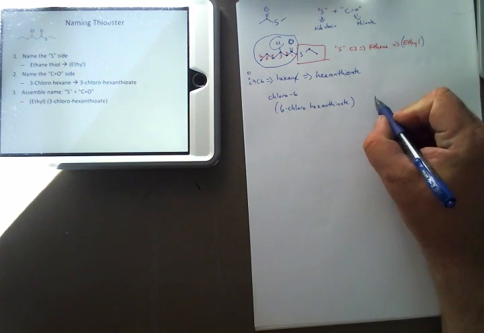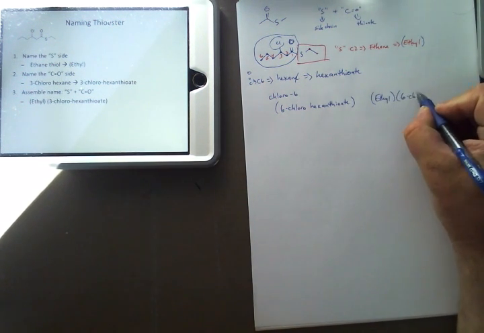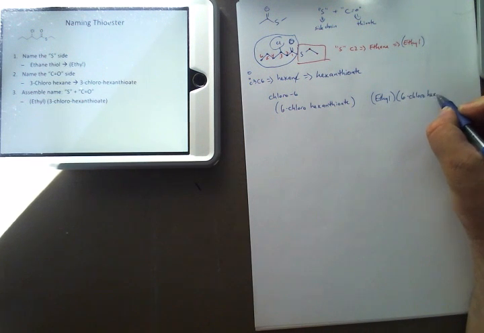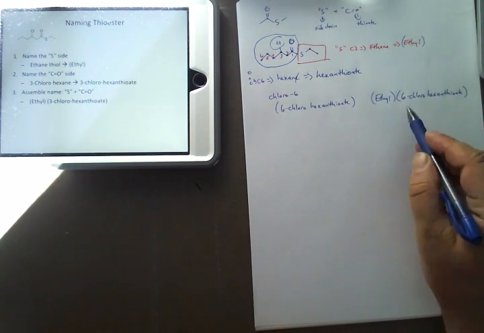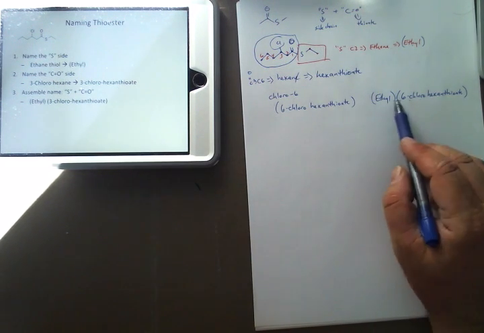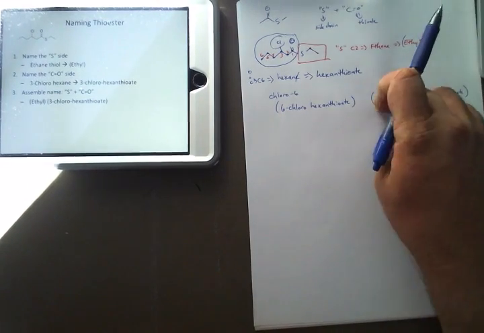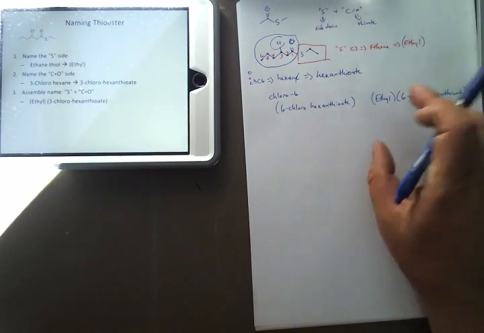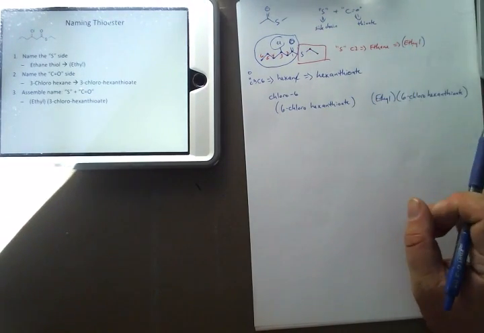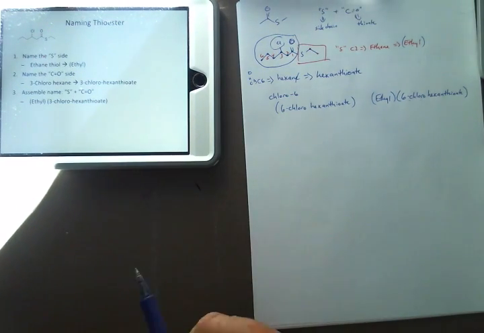So the final name becomes ethyl (6-chloro)hexanethioate. You'd be tempted to say, oh, chloro comes before ethyl, so that should come first. But nope, that's not how it works. You just bolt this in, and you bolt that in there. The parentheses help to remind you of that. You don't have to put those in, but it helps.